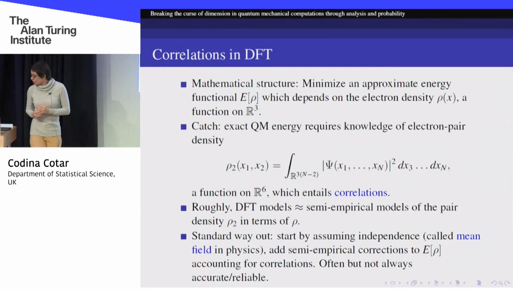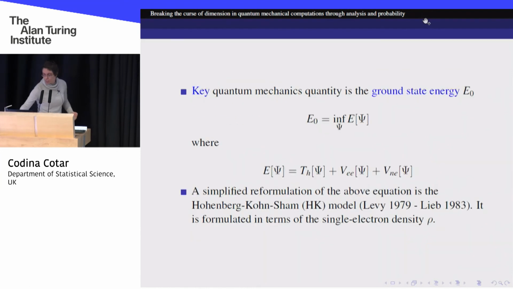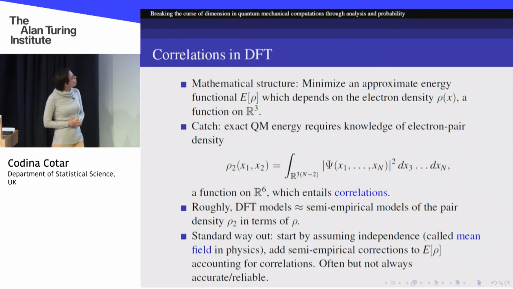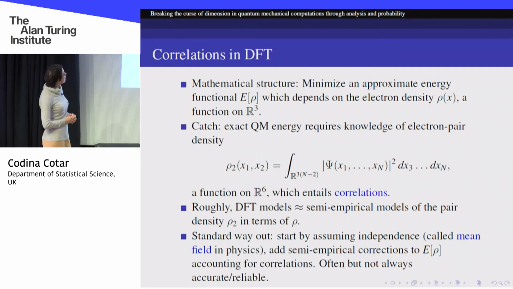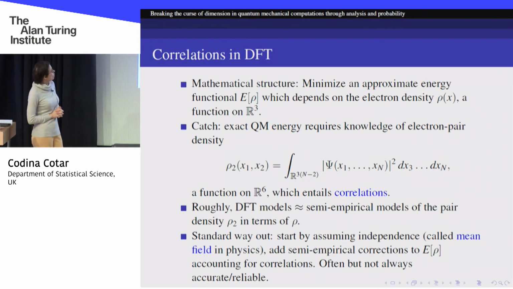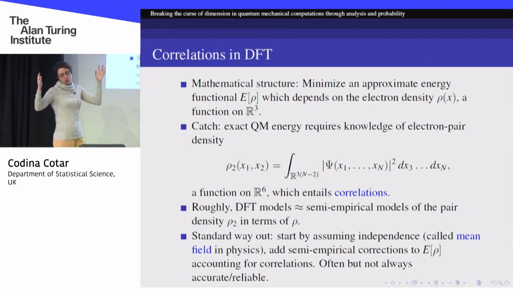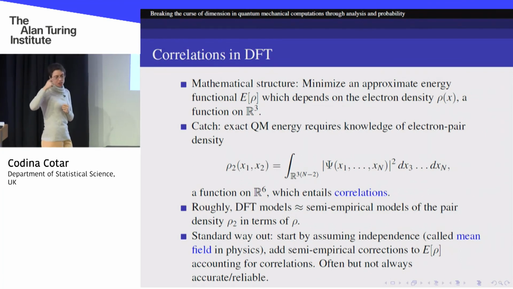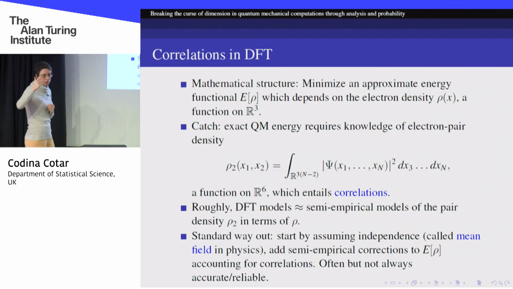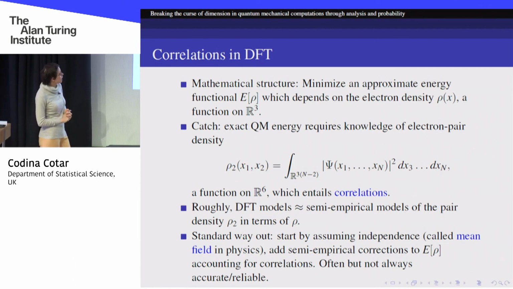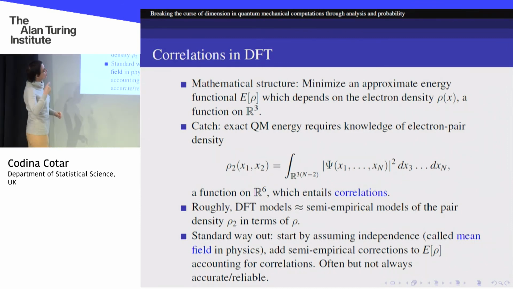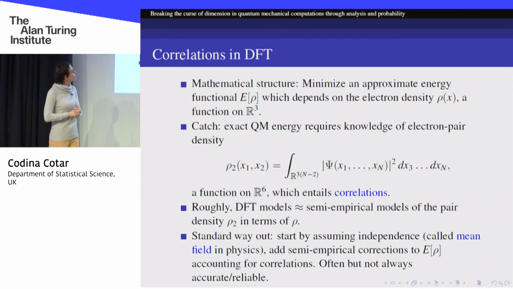And let's look at the mathematical structure that you get when you end up with this reformulation. So you have an approximate energy functional, the energy functional E of rho, which depends on this electron density rho. However, if you look at the formula, you are going to need to understand the correlation structure. So you are going to need to understand how the electrons interact with each other. And I'm going to call this the density of the interaction between electrons, ρ2.